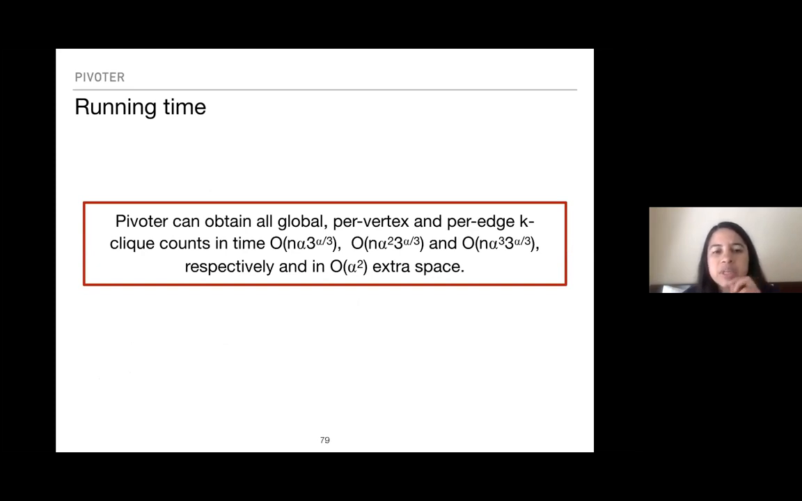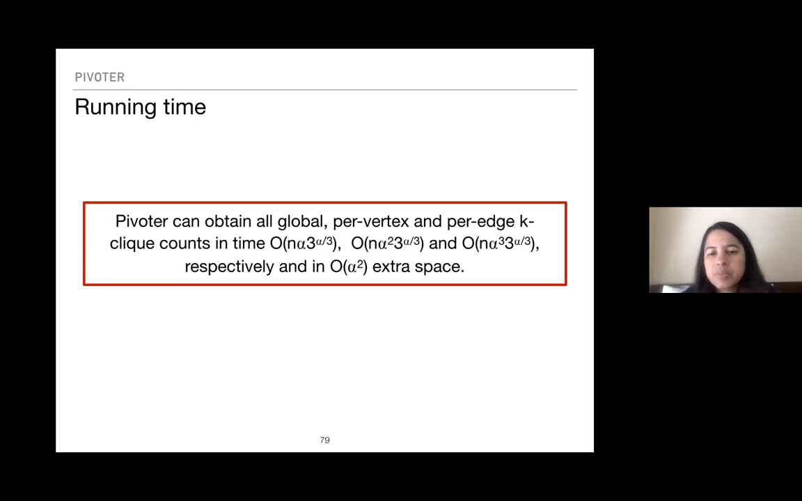Pivoter can obtain all global, per vertex and per edge k-clique counts in time n alpha 3 to the alpha over 3, where alpha is the degeneracy. Alpha takes the value at most n. And for per vertex and per edge, we simply multiply by alpha and alpha squared. And all of this can be done in space alpha squared.